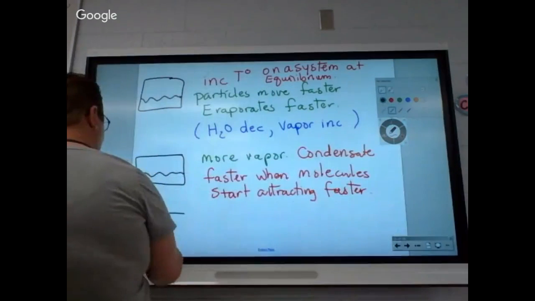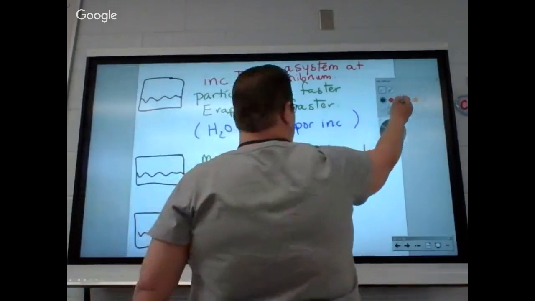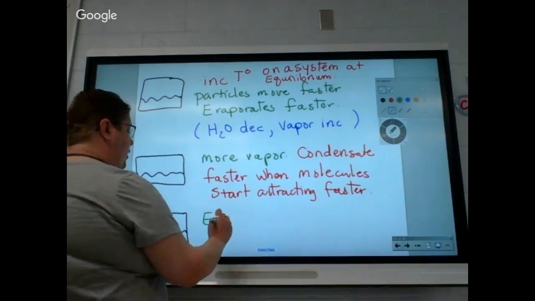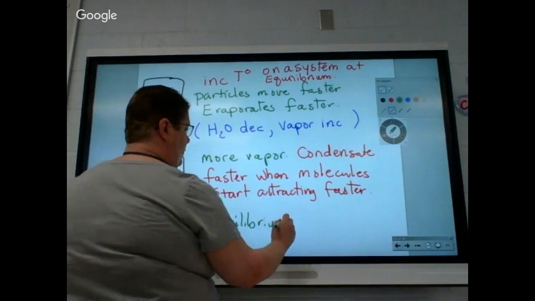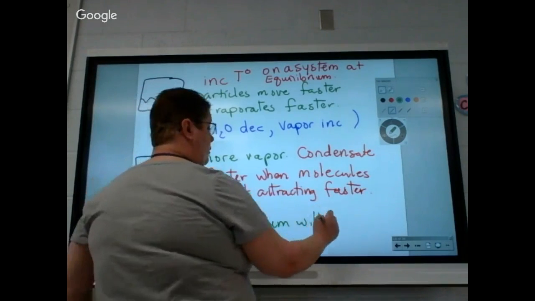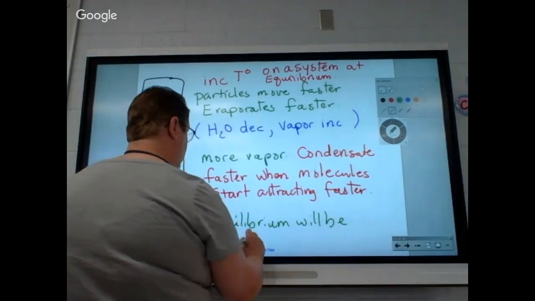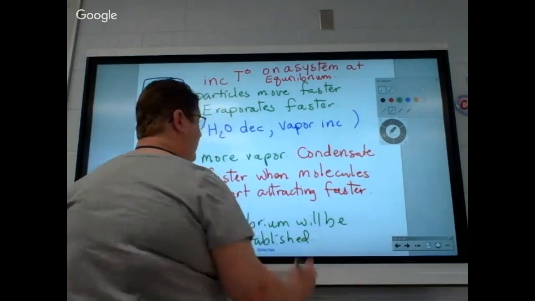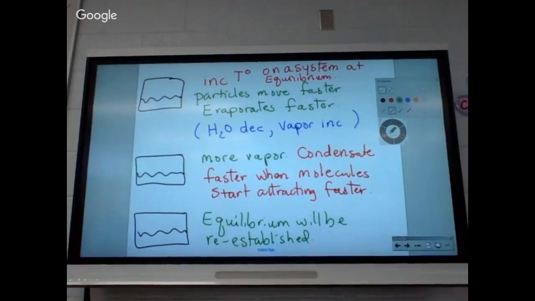So, in our final box, will we get back to equilibrium? Yes. Okay, equilibrium will be reestablished. But what do you know about the equilibrium when it's reestablished? Will the rates be the same?